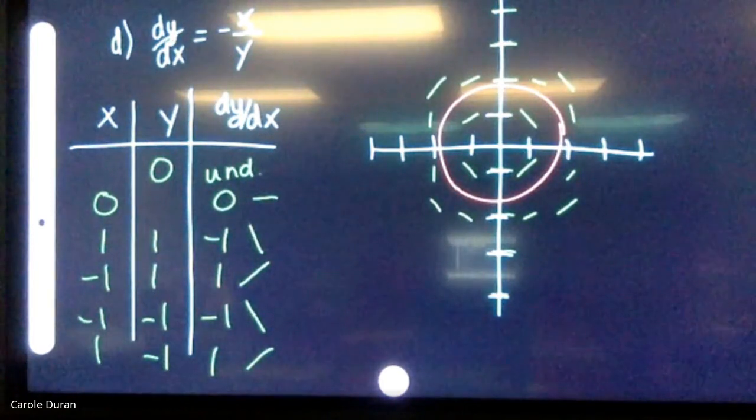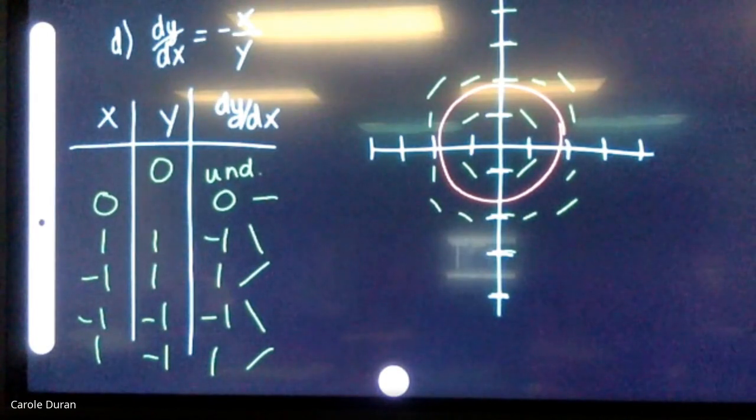It looks like a square. Well, it's as circular as we can get on a slope field.